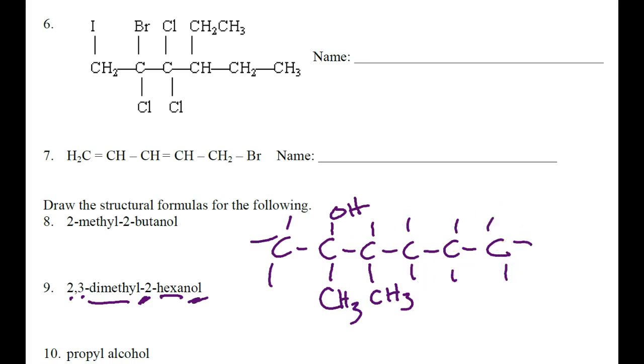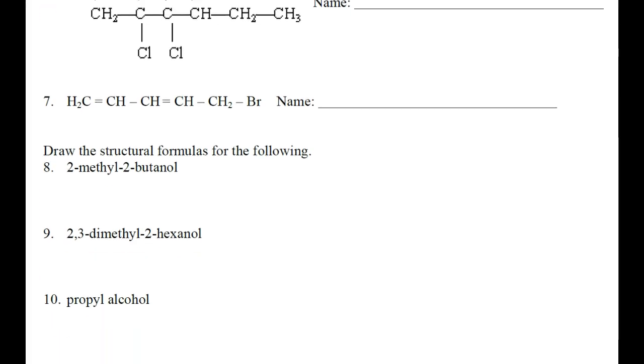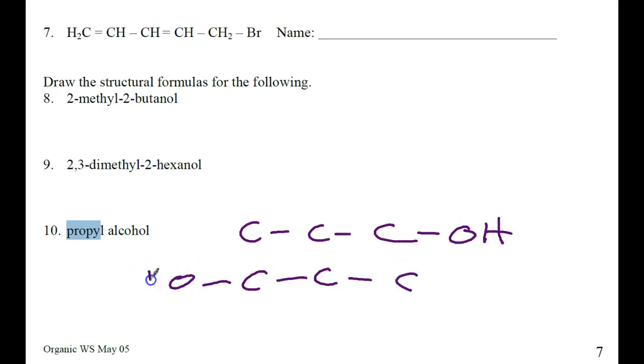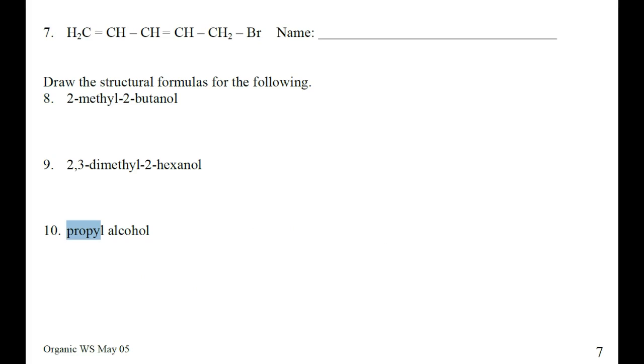Let's look at number 10. Propyl alcohol would also be the same as propanol. So prop is 3: 1, 2, 3. It doesn't say where the alcohol is, so it's on the first one, and you could draw it that way, or you could draw the alcohol on that end. For some reason it looks better on this end, but that's still 1. It looks a little weirder this way, but it's still 1, because it didn't say where. If it was in the middle, it would be 2-propyl alcohol.